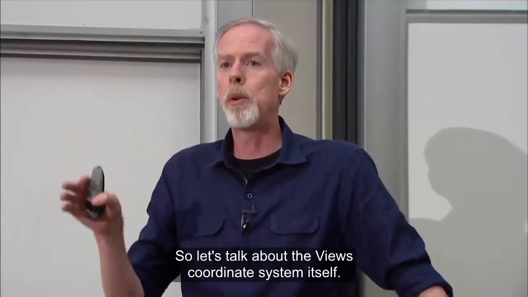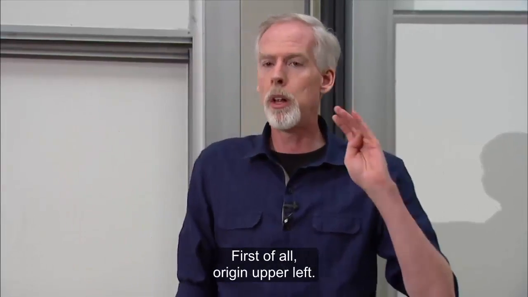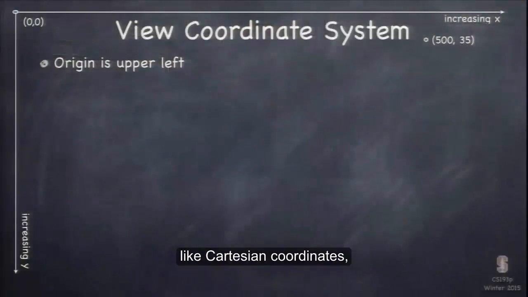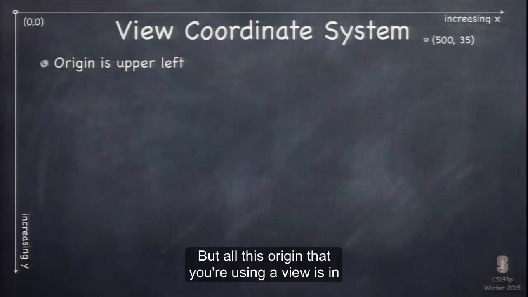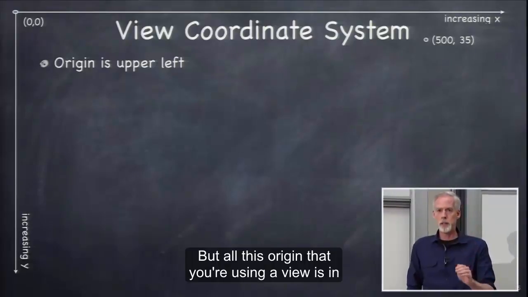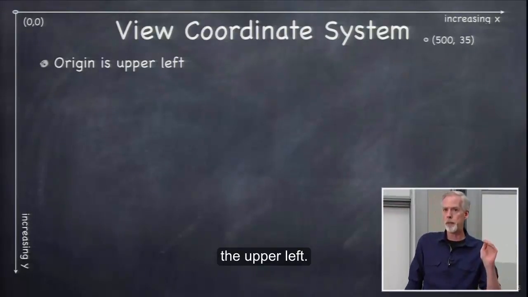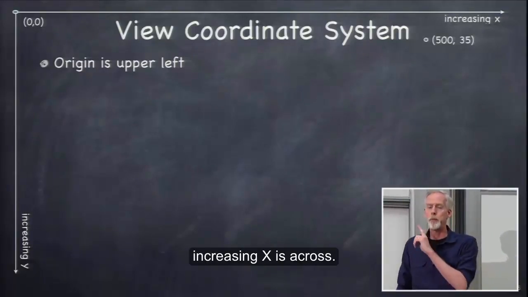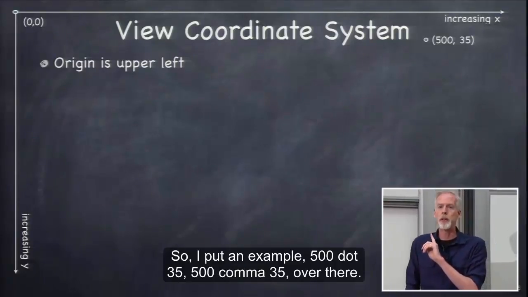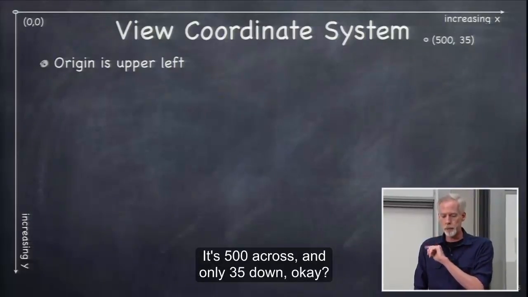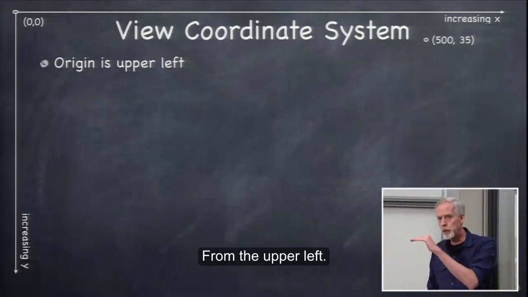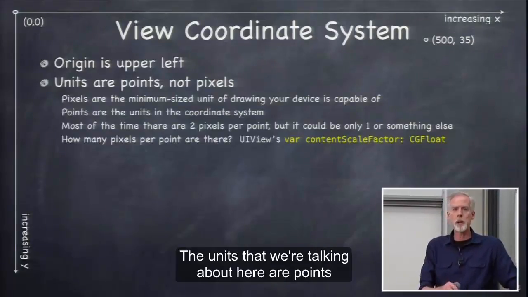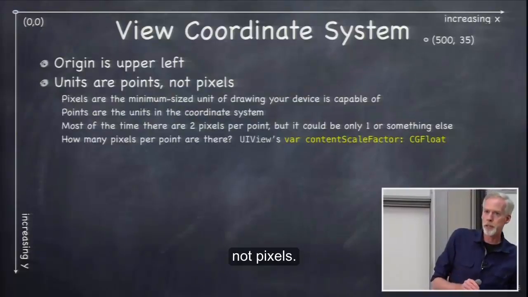So let's talk about the view's coordinate system itself. First of all, origin upper left. Some of you might be used to origin lower left, like Cartesian coordinates, where the origin is in the lower left. But the origin that you use in a view is in the upper left. So that means increasing y is down the screen. Increasing x is across. So I put an example, 500, 35 over there. It's 500 across and only 35 down, okay, from the upper left. The units that we're talking about here are points, not pixels, okay?